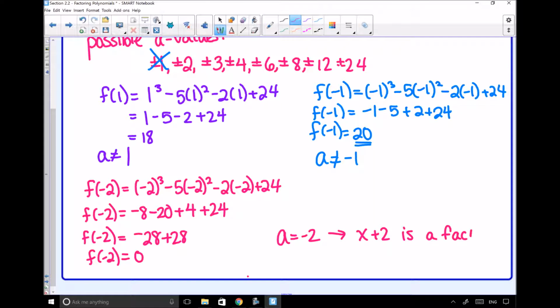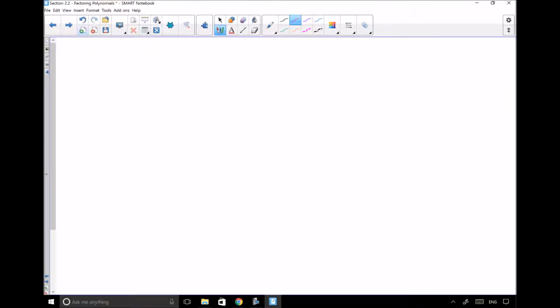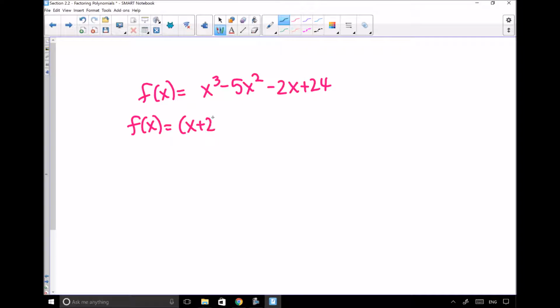Once we find 1, it makes things significantly easier for us to find the remaining factors, okay? So if x plus 2 is a factor, remember we have f of x is equal to x cubed minus 5x squared minus 2x plus 24. So now that we know that x plus 2 is a factor, we can say x plus 2 times something. But how do we figure out what this something is? Remember, again, we're going to use synthetic division.